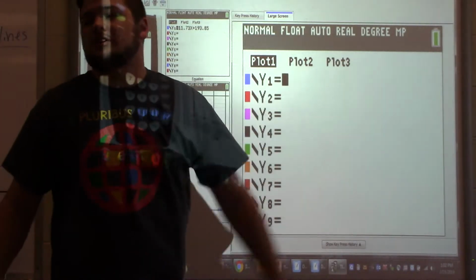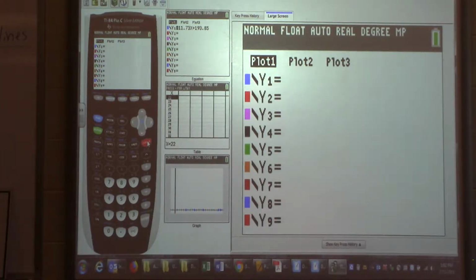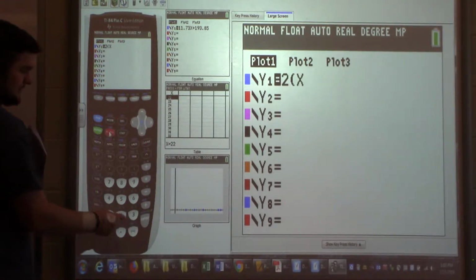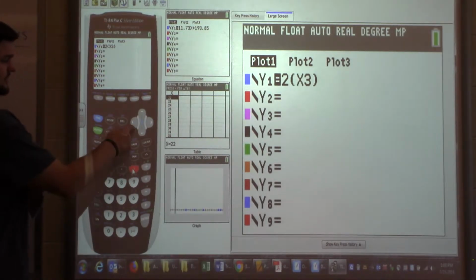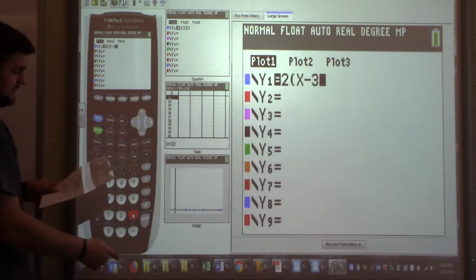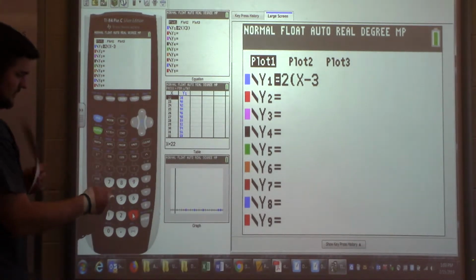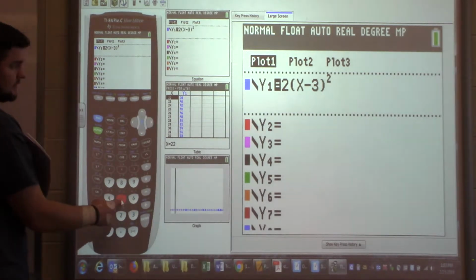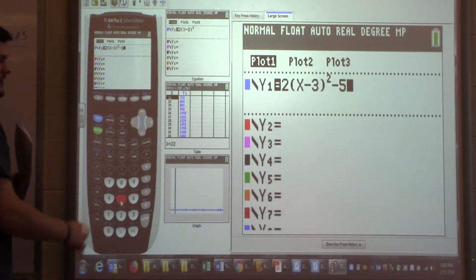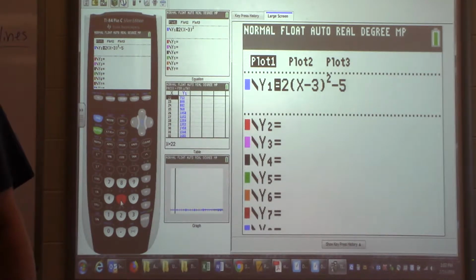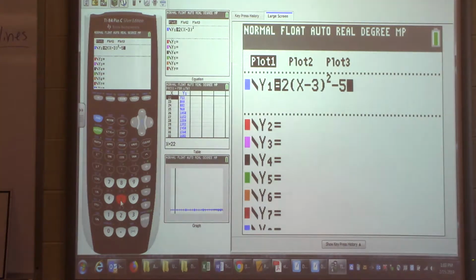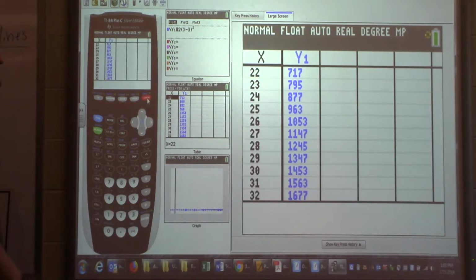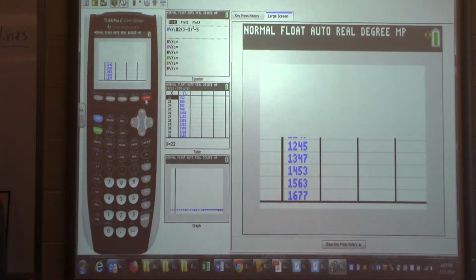Quentin needs to learn. In y equals, you're going to put in your equations. So, our first equation, 2 parenthesis x minus 3, squared, minus 5. Why is this not working? Alright. I want to go to the graph and see how many times it touches the x-axis. So, second graph. Oh, I don't want second graph. I just want graph. Sorry.